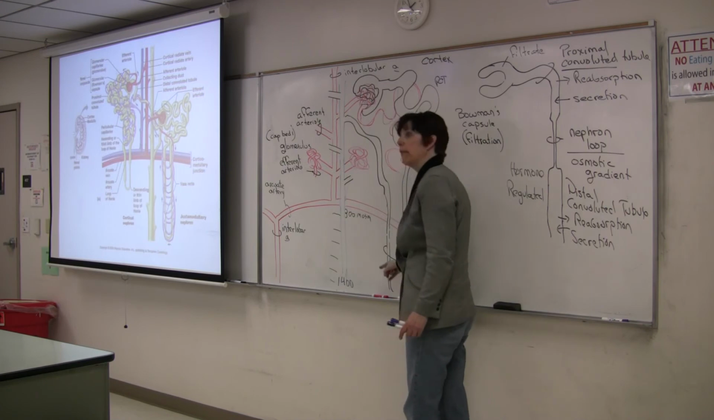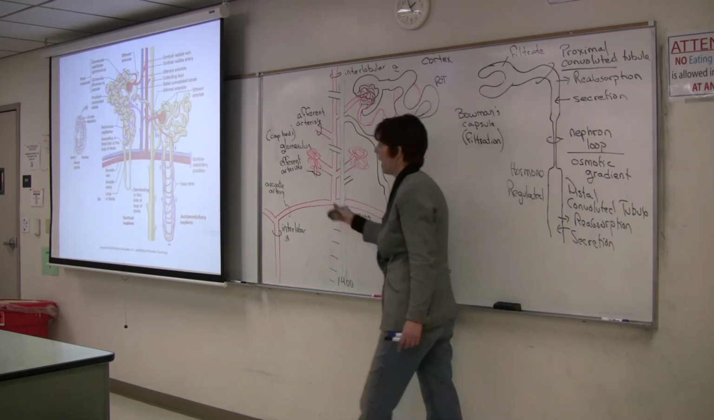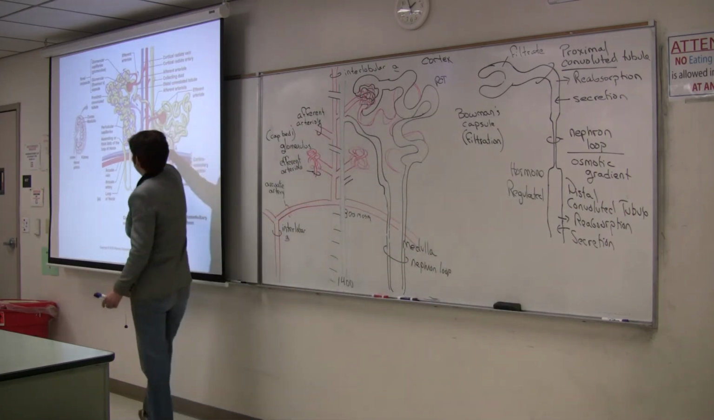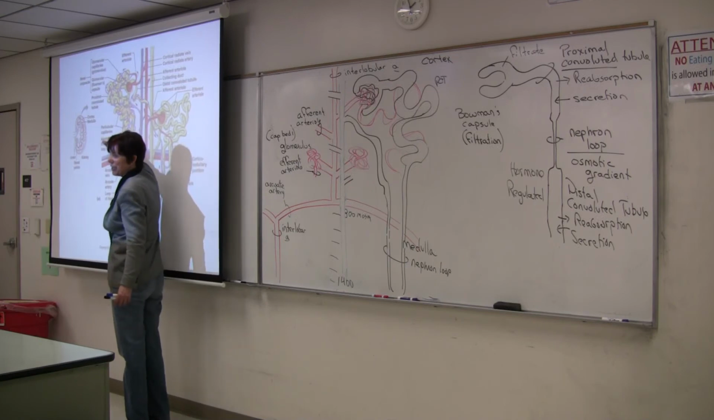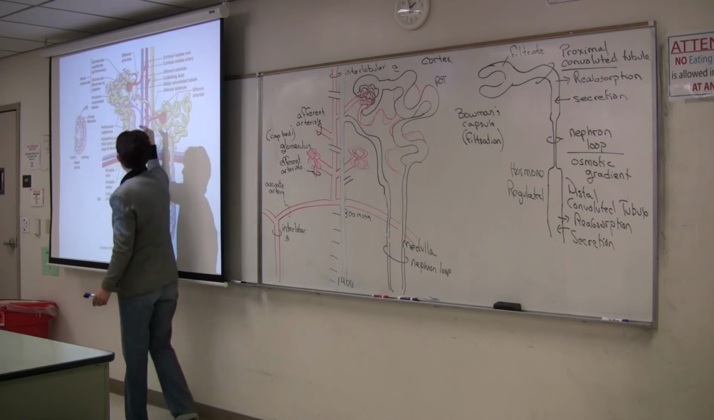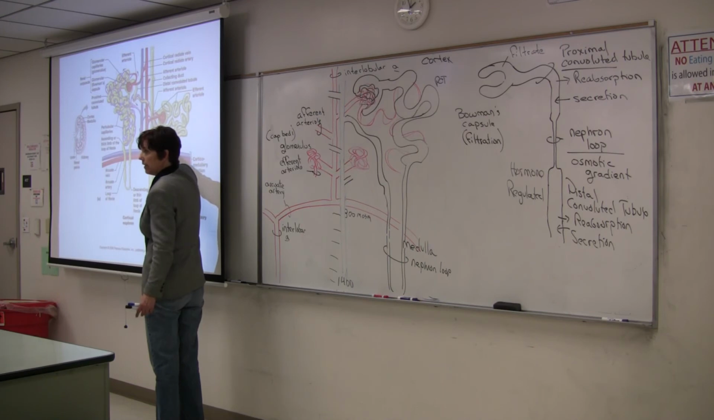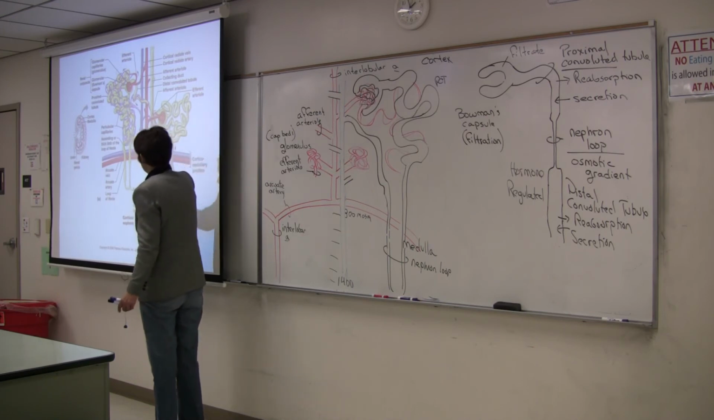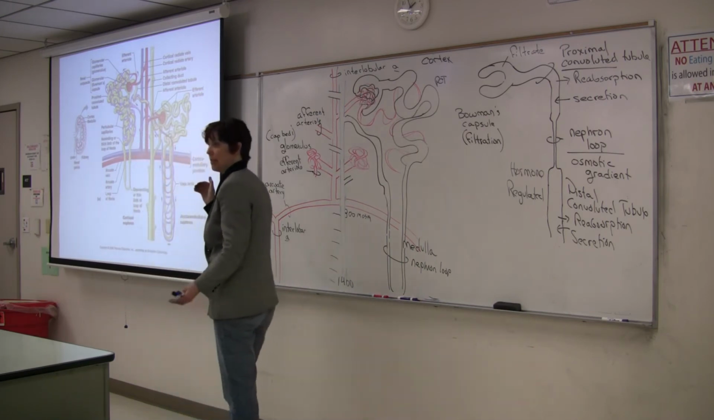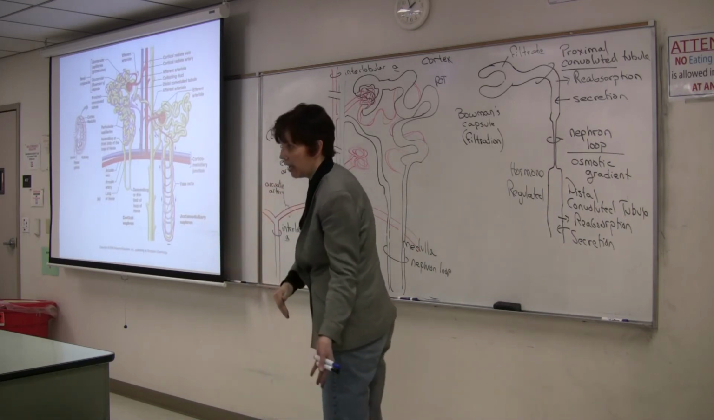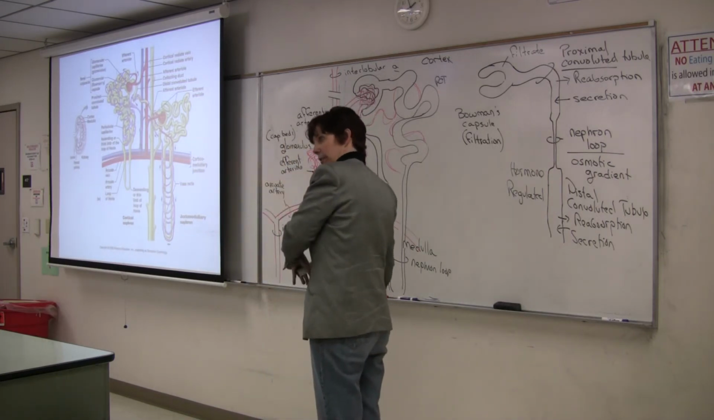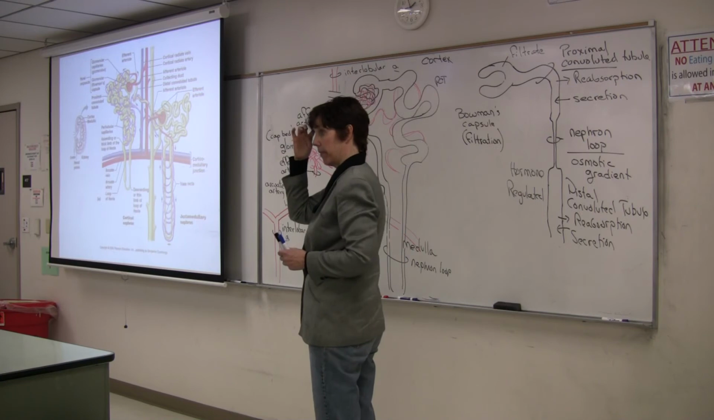The loop can be found in both. If we have a short nephron, the loop will be entirely in the cortex. If we have a nephron near the arcuate artery or close to it, the loop will be found in the medulla. So the nephron loop can be found in either the cortex or the medulla.